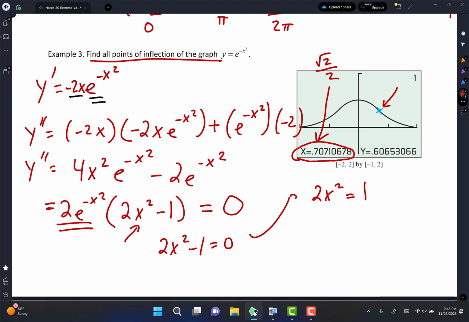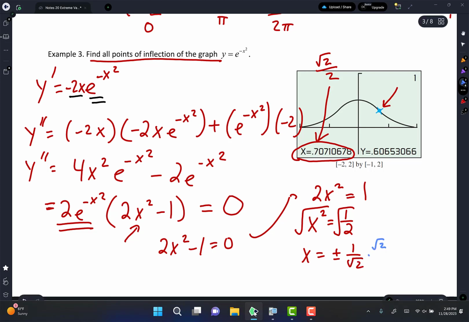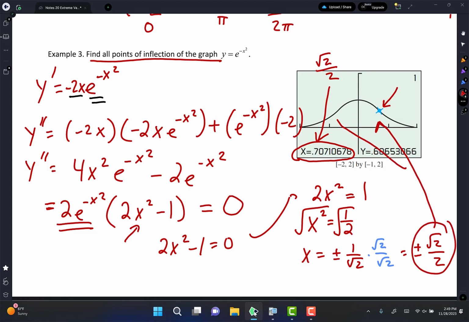Okay, from there, divide both sides by 2. And then what's the last thing I do? Square root. X equals plus minus 1 over square root of 2. When you rationalize this, do you get plus minus square root of 2 over 2? So that's where I have my points of inflection. That's that, and that's the other one.